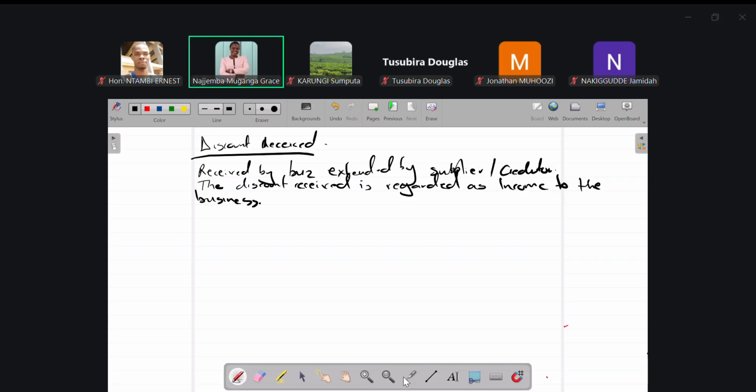Yes, and in accounting, we are required to account for that money you did not spend. We don't just forget about it. We have to account for it.